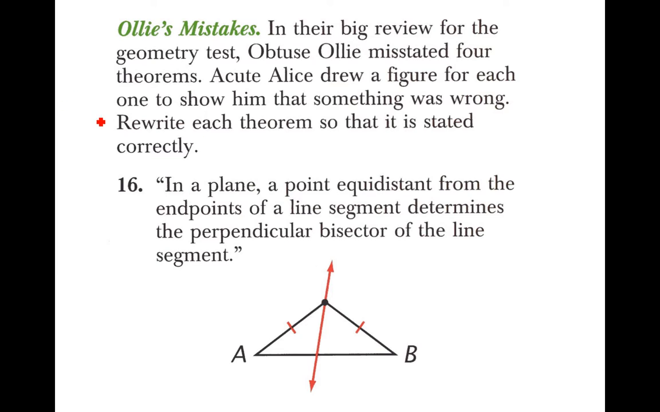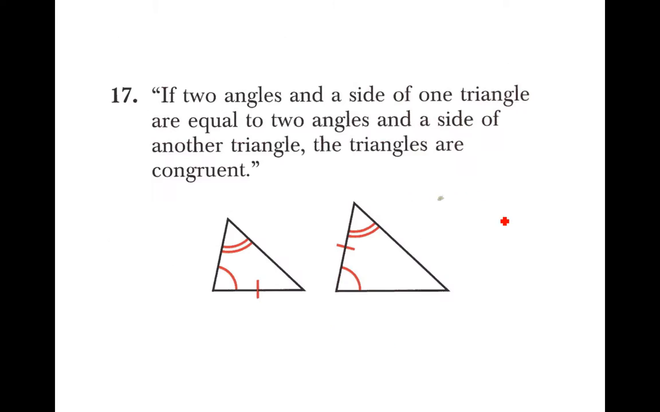Okay, we're looking at Ollie. He's also getting ready for the test. He misstated 4 theorems. Alice, the ever helpful Alice, decided to try to help him out with some drawings to help him figure it out. You rewrite it. So before you look, see if you can figure out what he did wrong, what he left out, how he did it incorrectly. So the first one, in a plane, a point equidistant from the endpoints of a line segment determines the perpendicular bisector of the line segment. Sounds similar. But here they have one point that's equidistant. And you can see that is clearly not the perpendicular bisector. How do you misword that?